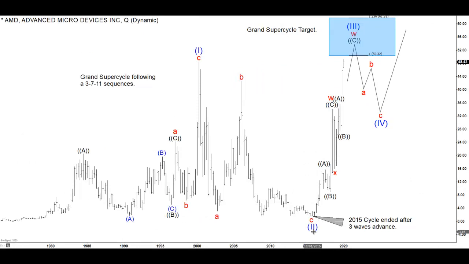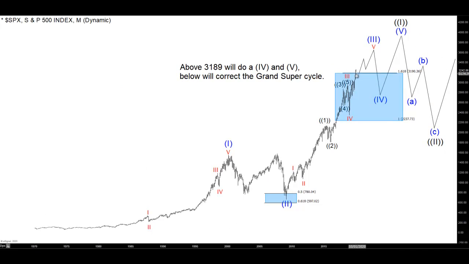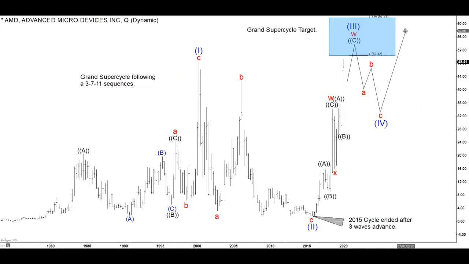One of the reasons is that the S&P over here already passed the 3986 area, which makes this a wave 3 in the process, which makes this an impulse, a 1, 2, 3, 4, 5 within the super cycle, grand super cycle degree. If the S&P is going to oscillate this way with a 4 and a 5, then AMD is also going to do a 3, 4, and a 5.